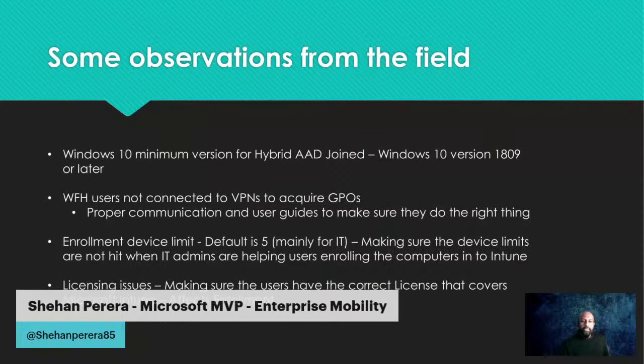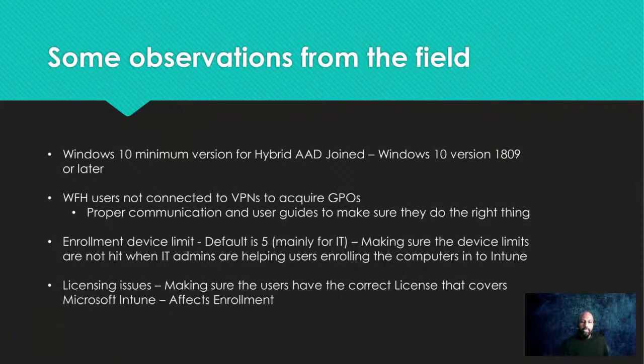To get the hybrid AD join for the device, the Windows 10 minimum version should be 1809 or later. And if you have users working from home, chances are they are not getting connected to the VPN to acquire GPOs. So proper communication needs to happen. You have to inform the users, yes, you need to connect to the VPN in order to get the GPOs. That will add the device into hybrid AD join mode, and you can set the MDM auto enrollment policy as well.